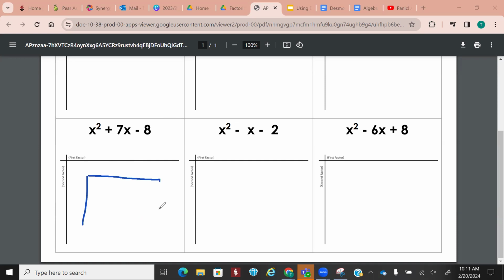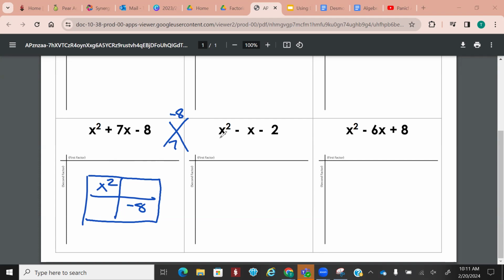Okay. So if you draw a box and you put the first term in the first box and the last term in the last box, and you ask yourself, what 2 numbers can I multiply together to get me -8, but add together to get me 7? Multiply to get you -8, add to get you 7.